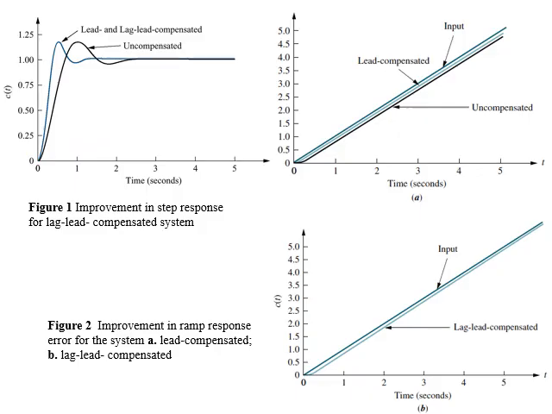Dear students, Figure 1 represents the step response of the compensated and uncompensated systems. You will observe a clear difference in the speed of the response. In Figure 2a, we have the system response for a ramp input for the uncompensated and lead compensated systems, whereas Figure 2b represents the ramp input response for the lag-lead compensated system.